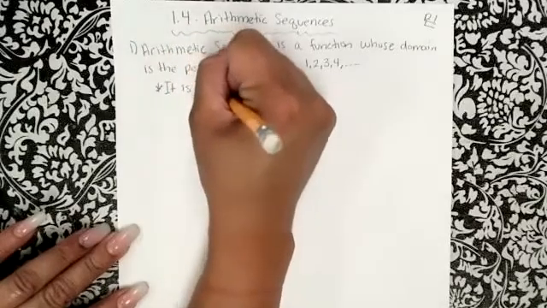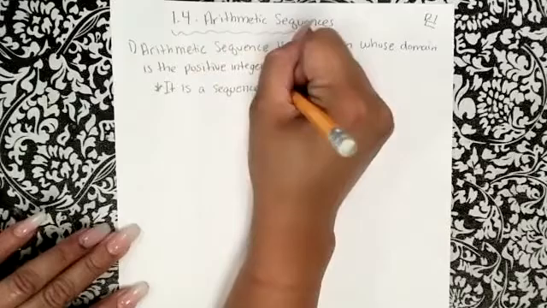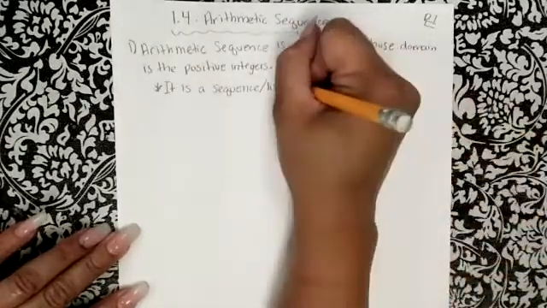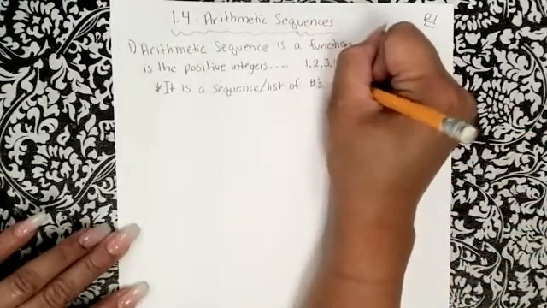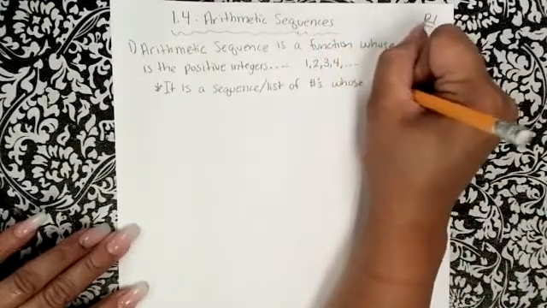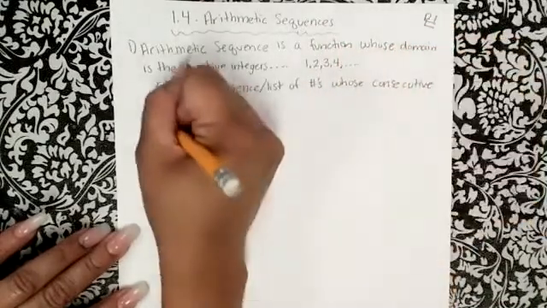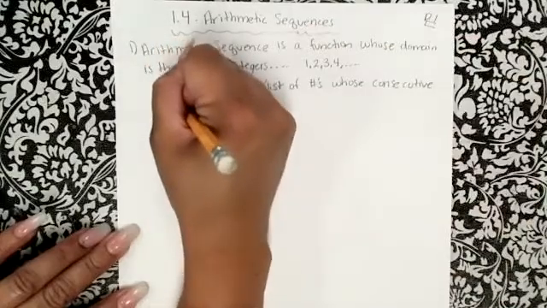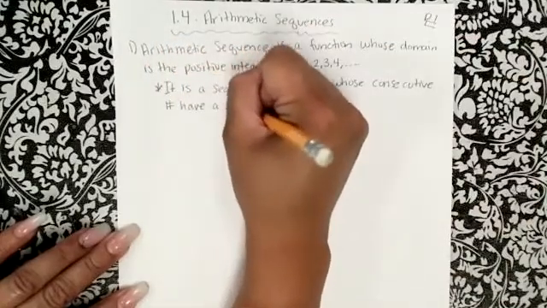It is a sequence, also known as a list of numbers, whose consecutive numbers have a common difference.